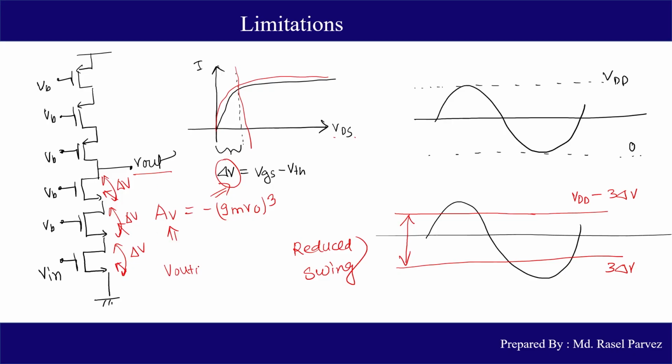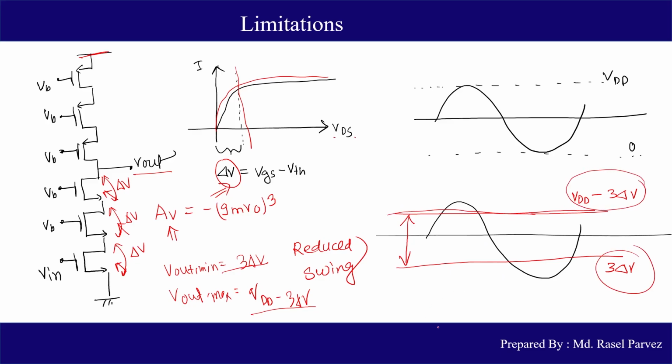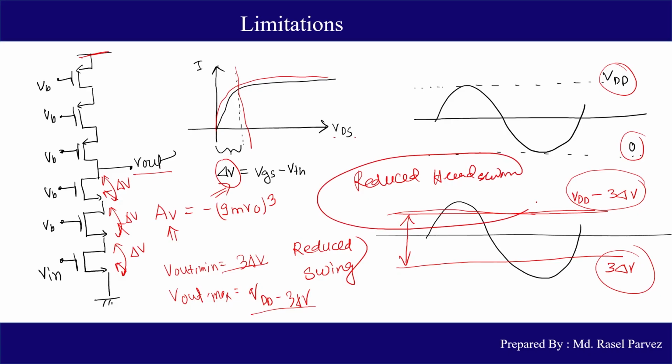The minimum voltage of Vout that needs to be maintained is 3 delta V, and the Vout was expected to reach VDD, but it can't actually. The maximum voltage that Vout can reach is VDD minus 3 delta V. It means even if we have a very large signal, it will be actually clipped off at VDD minus 3 delta V and 3 delta V. It cannot actually have its full swing between 0 and VDD, which this phenomenon is called reduced head swing. So this is a major limitation of the circuit.